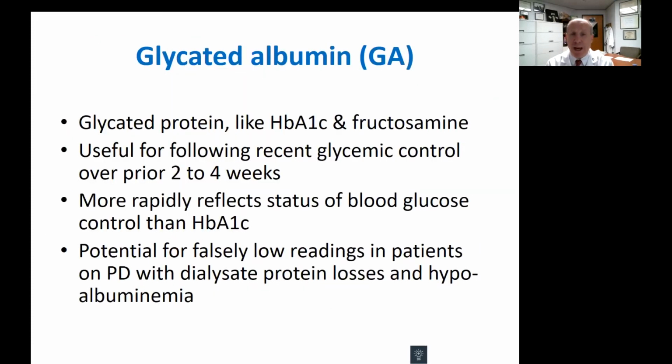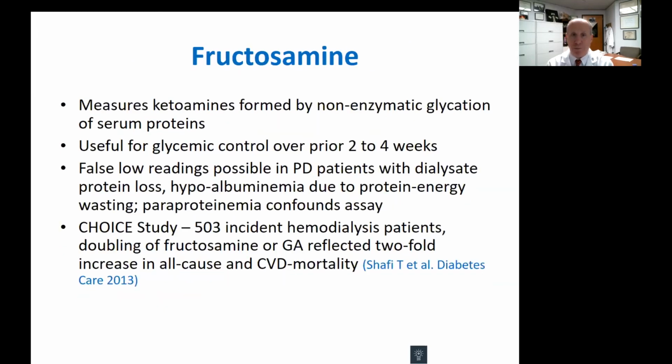The glycated albumin assay is another glycated protein, and it's useful for following recent glycemic control in the past 2 to 4 weeks, as I'll show you. It much more rapidly reflects the status of blood glucose control than hemoglobin A1C, and although there's a potential for falsely low readings in patients on peritoneal dialysis who have dialysate protein losses and hypoalbuminemia, in fact, we have done studies in peritoneal dialysis and found those are mostly theoretical concerns, and actually the assay is quite predictive.